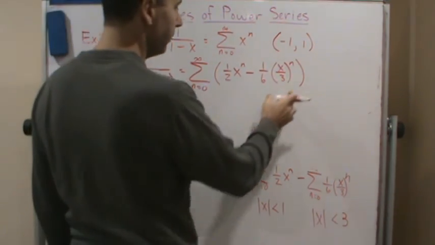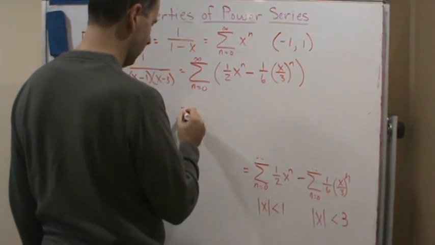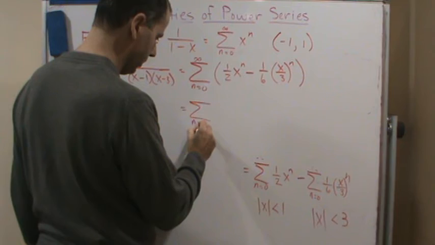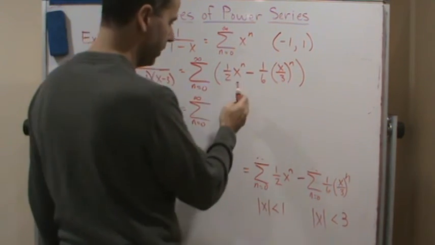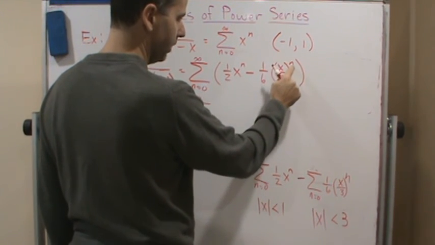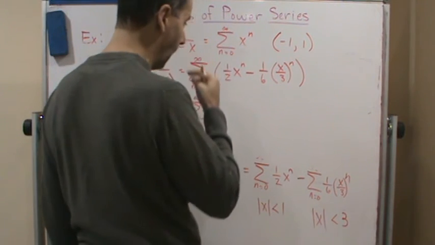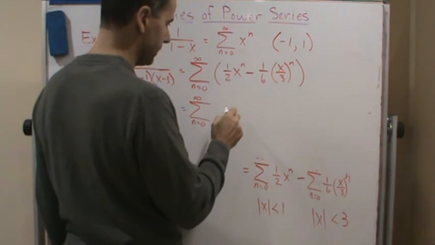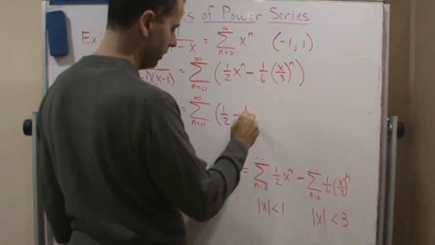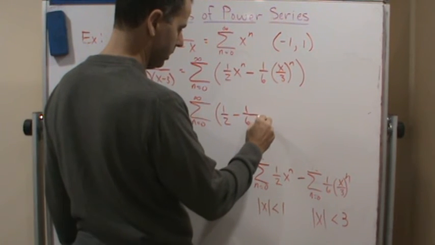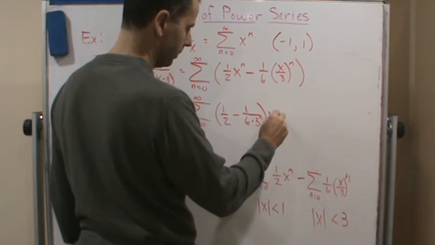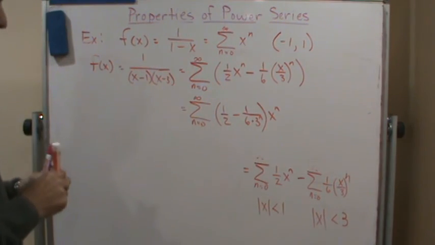And then of course, we can simplify this and write this as a power series here. So again, always look to simplify this. So we've got x to the n, we've got x to the n here, but if we distribute the n to the x and we distribute the n to the 3, what are we going to get? We're going to get 1/2 minus 1/6 times 3 to the n, x to the n power.